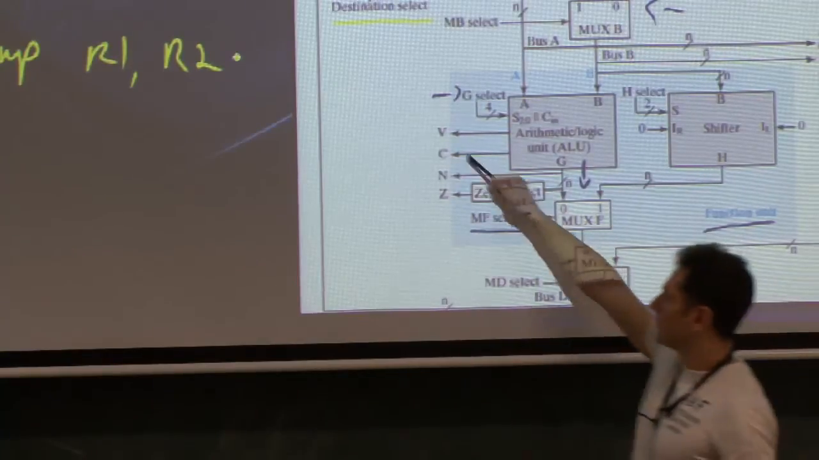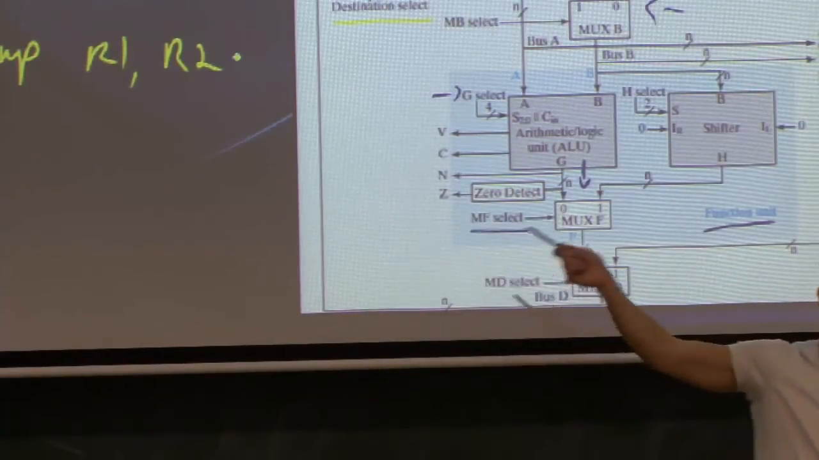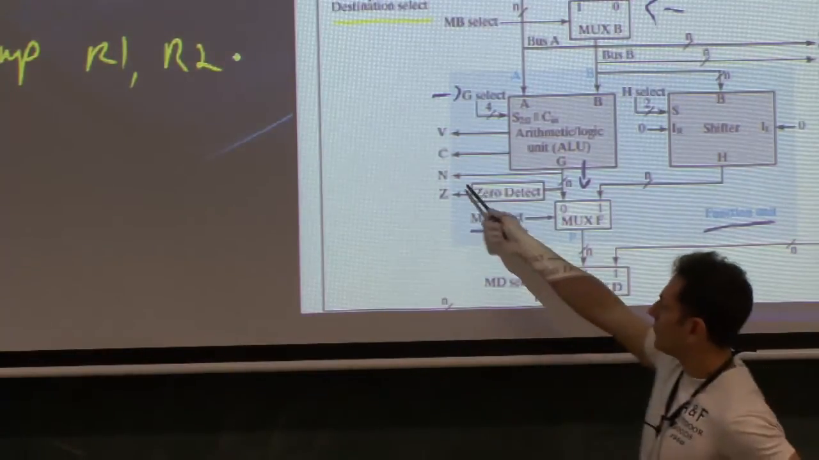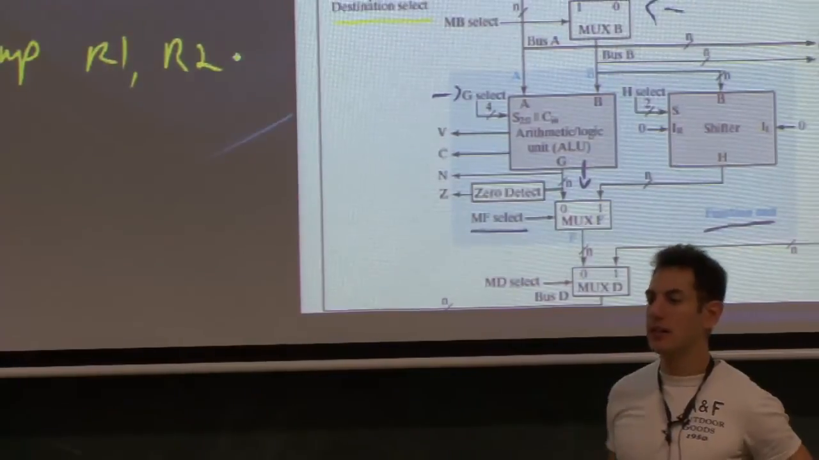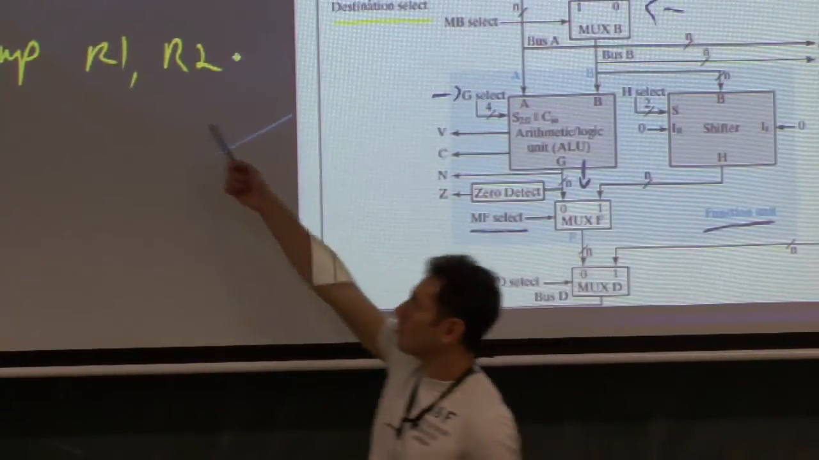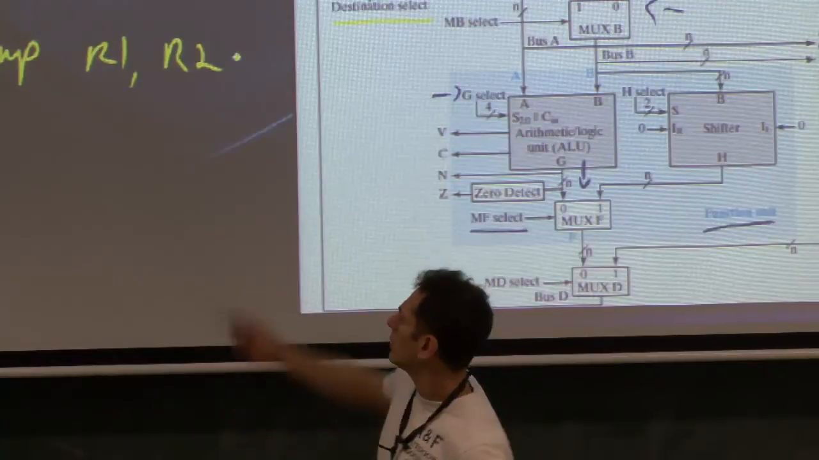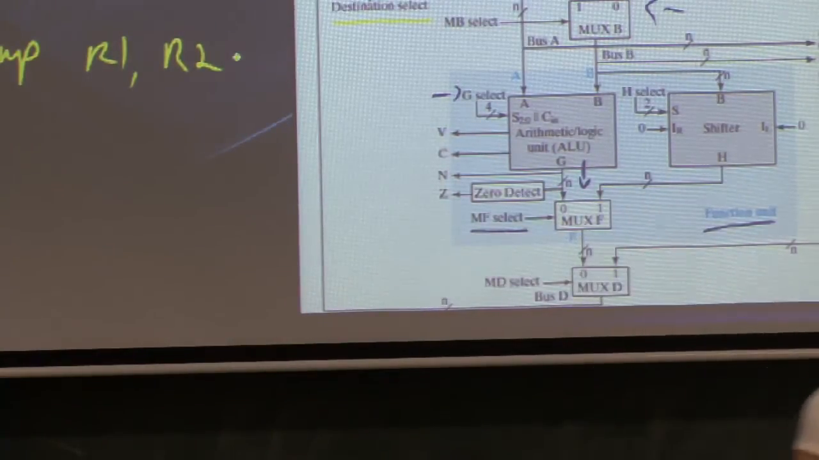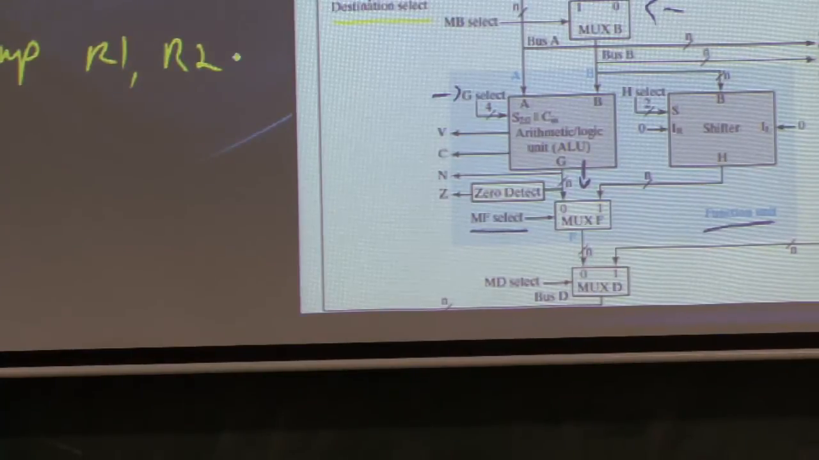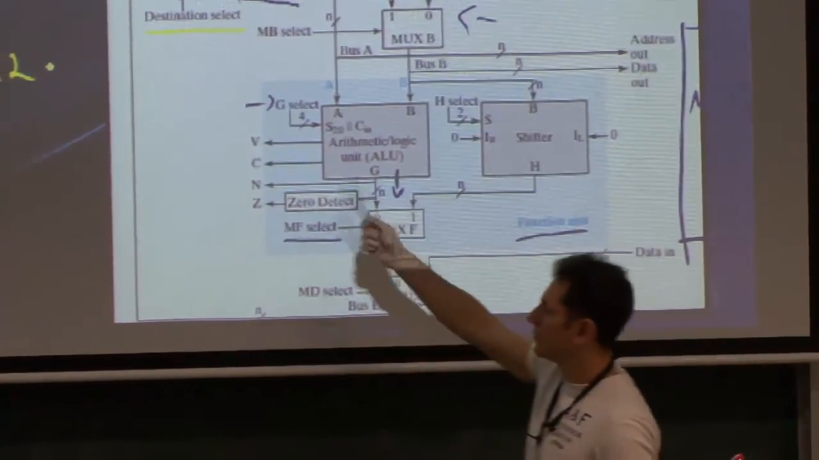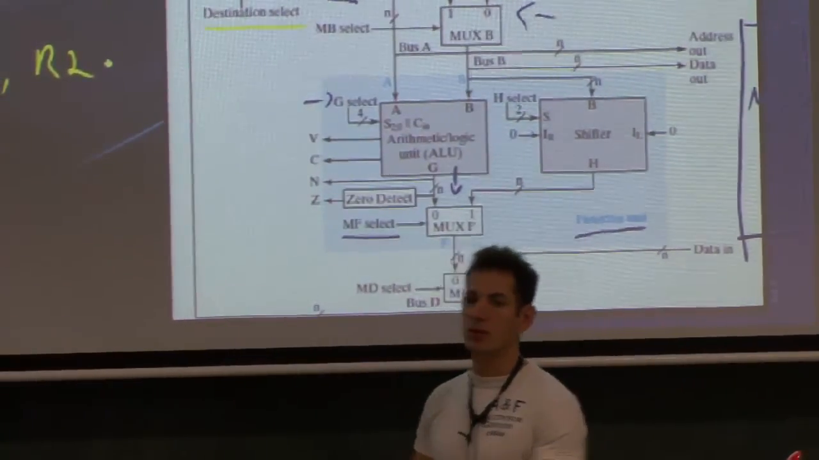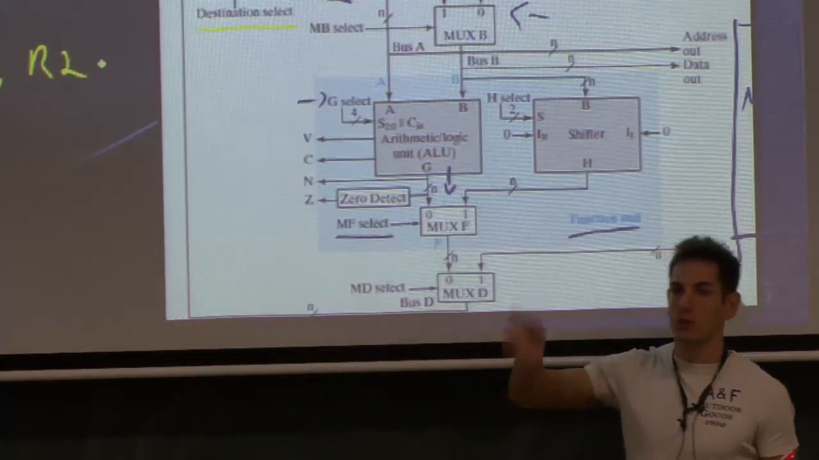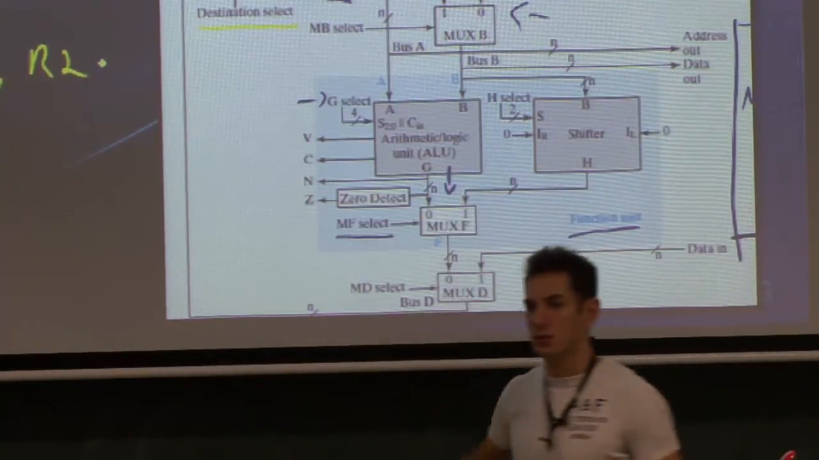But now by looking at the flags, we can know a whole lot about the relationship between the two numbers. If, for example, the N flag is 1, so it's a negative, we know that R2 was greater than R1, because R1 minus R2 resulted in a negative number. Vice versa, if N is positive, then we know that R1 is the greater of the two. If the Z flag is on, so the result is 0, we know that they're identical to each other.